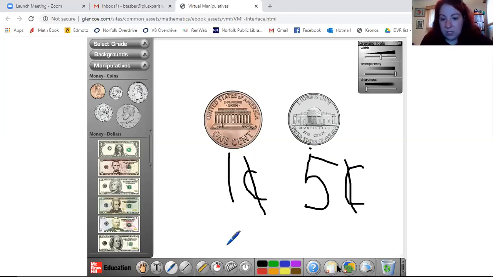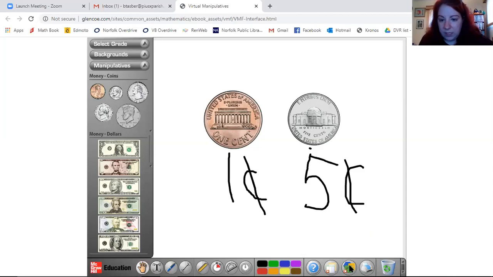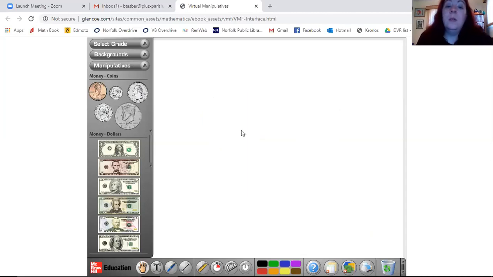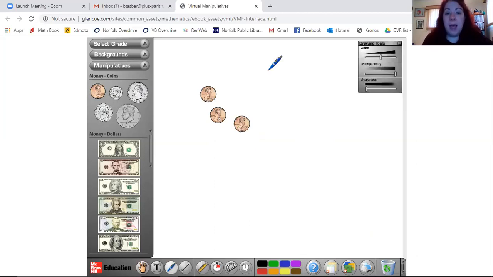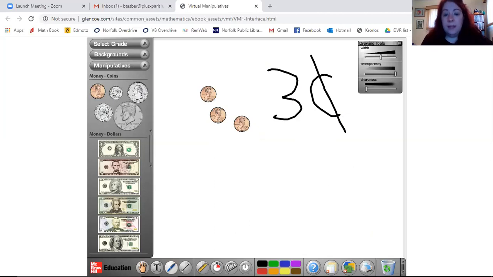Okay, so now I'm going to clear my screen. Clear screen. So now, if I have 5 pennies, what should I count by? I should count by 1. So if I'm counting by ones, I can just count 1, 2, 3. How much money do I have? I have 3 cents.